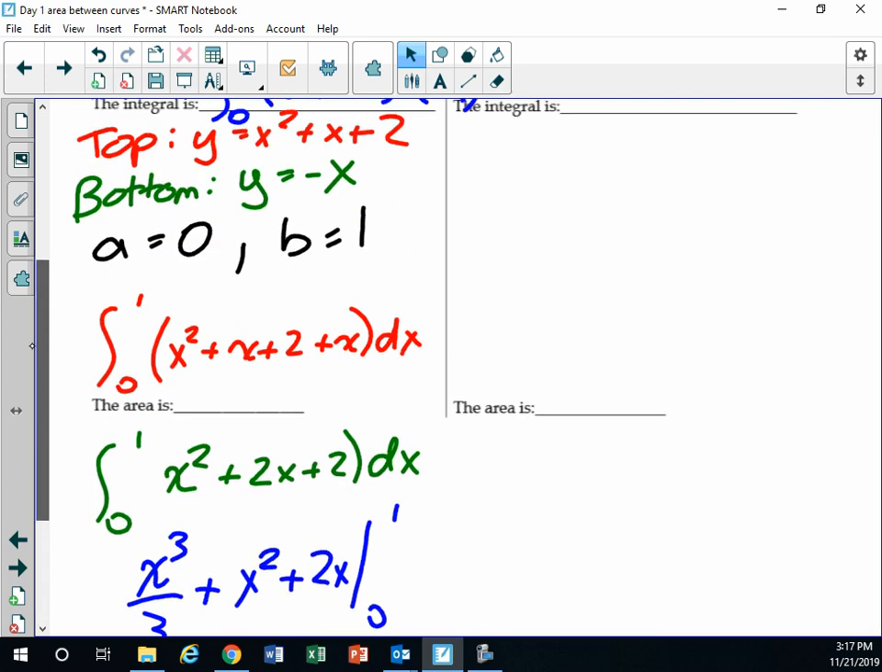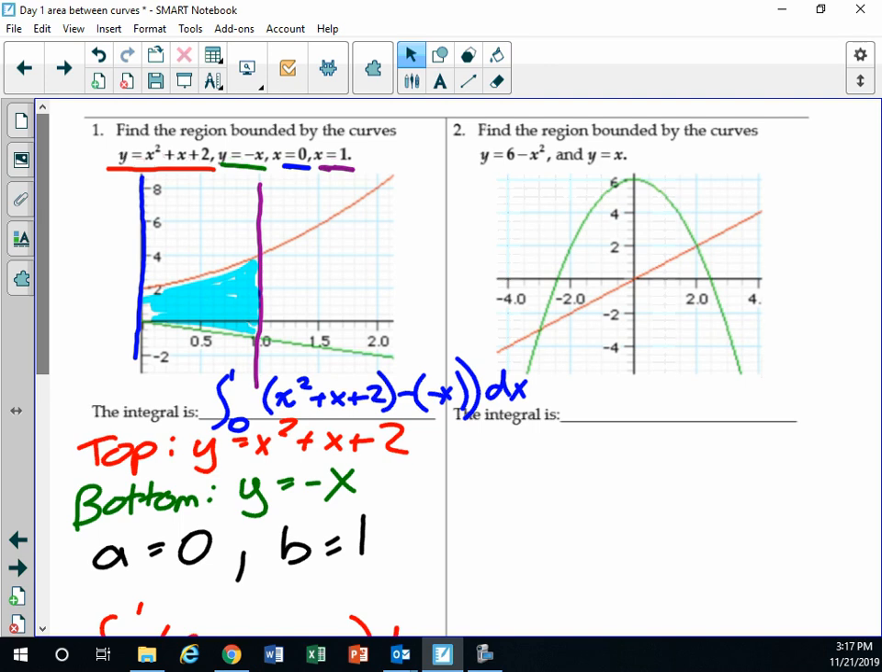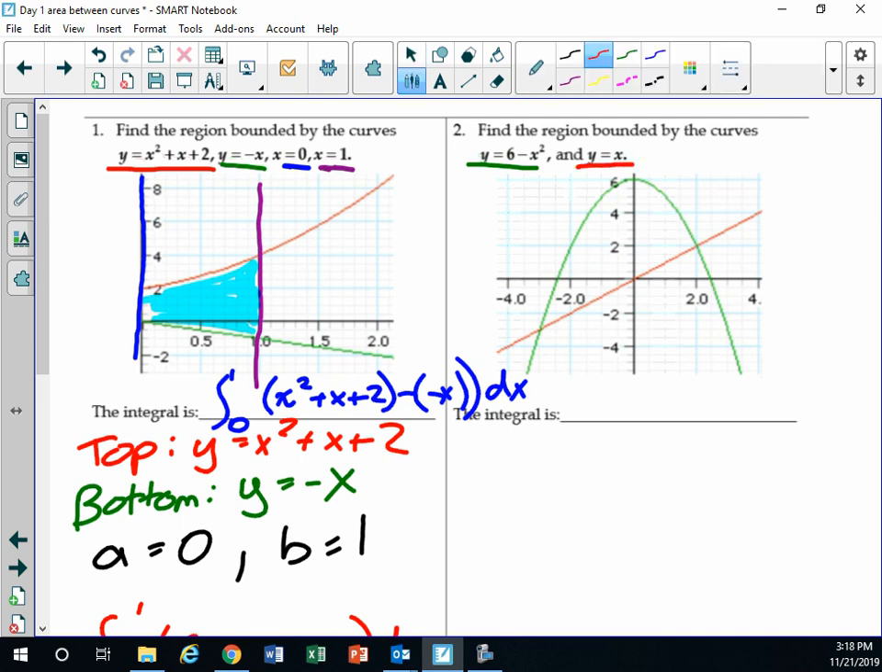So let's talk about number 2. Number 2, I said find the region bounded by the curve y equals 6 minus x squared and y equals x. And again, normally I'm not going to give you a graph. You're going to have to figure out what the top and what the bottom are. In this case, I was very nice and I gave you a graph. y equals 6 minus x squared is the curve that is green, and y equals x is the straight line in red.